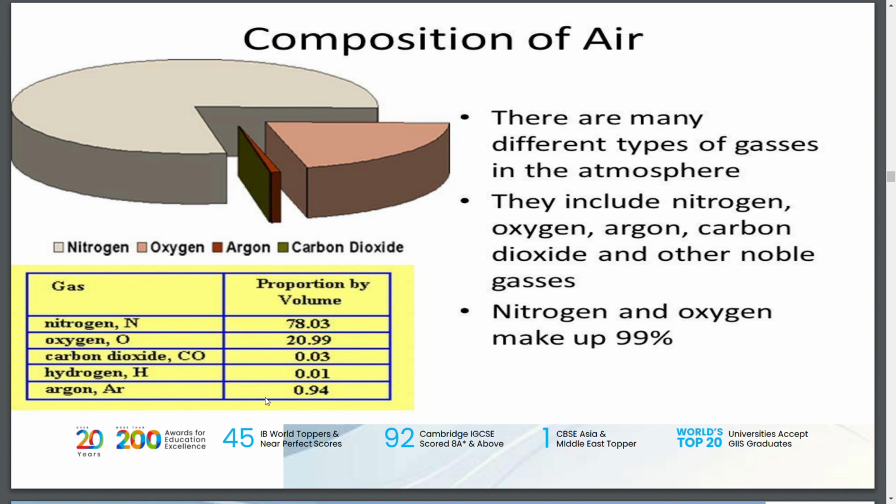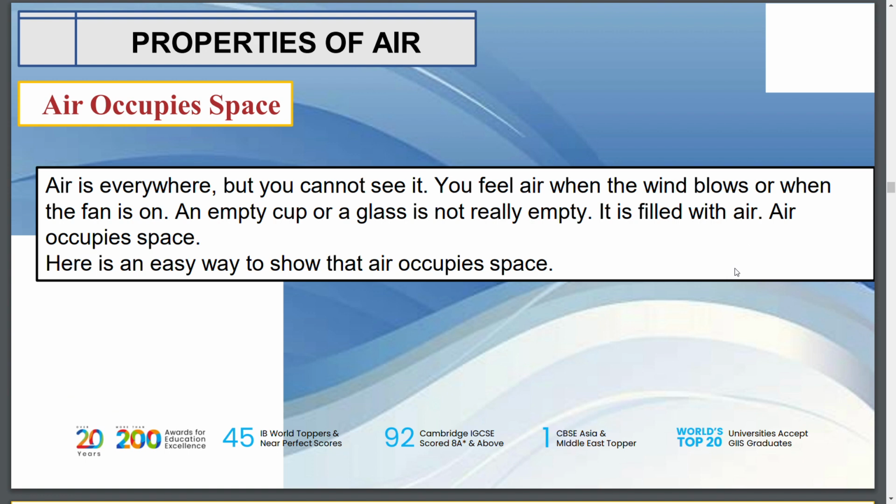Hydrogen is the least, at about 0.01. The argon, which is Ar, is 0.94. These are just rounded figures, so don't think they are the exact answers. Next is the properties of air.